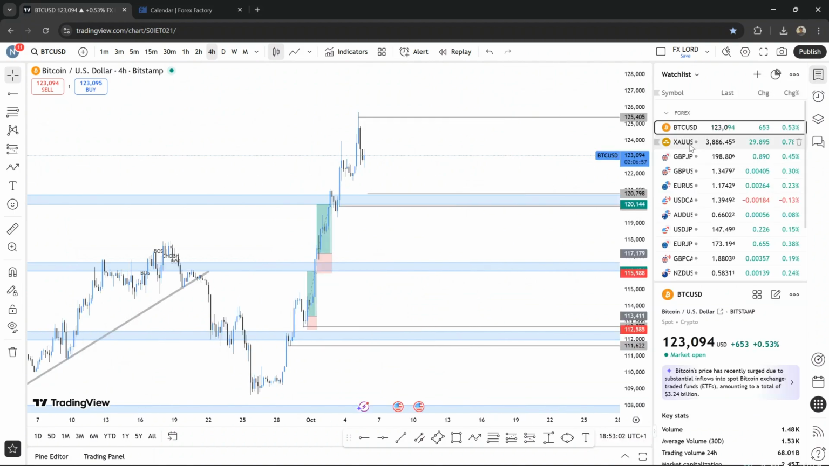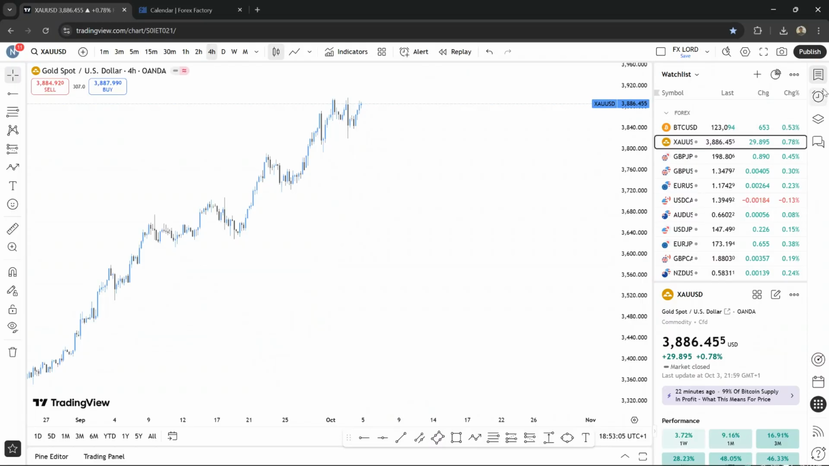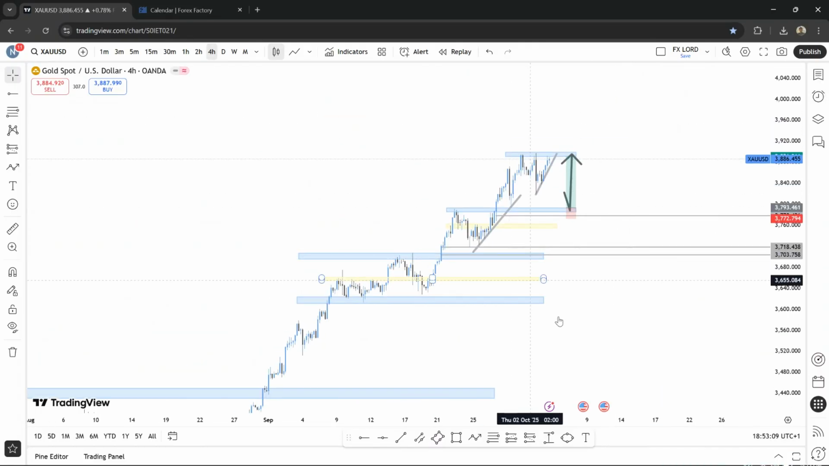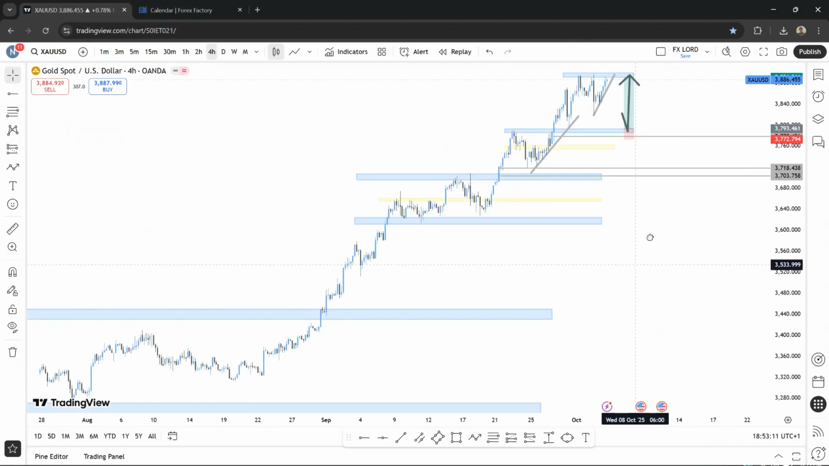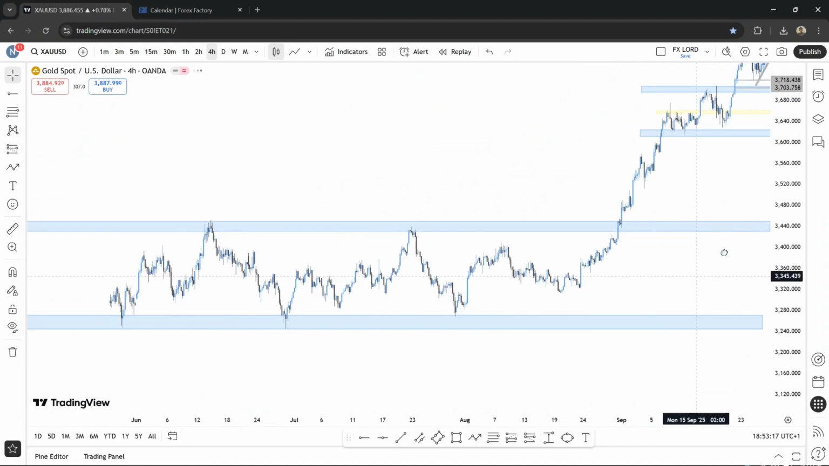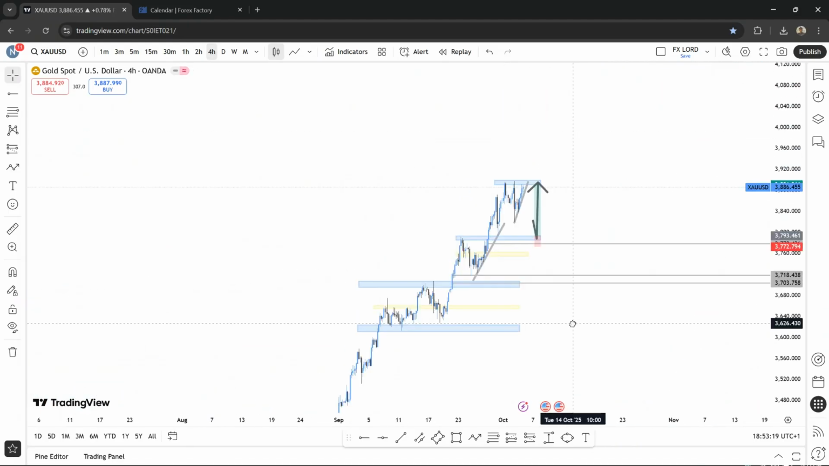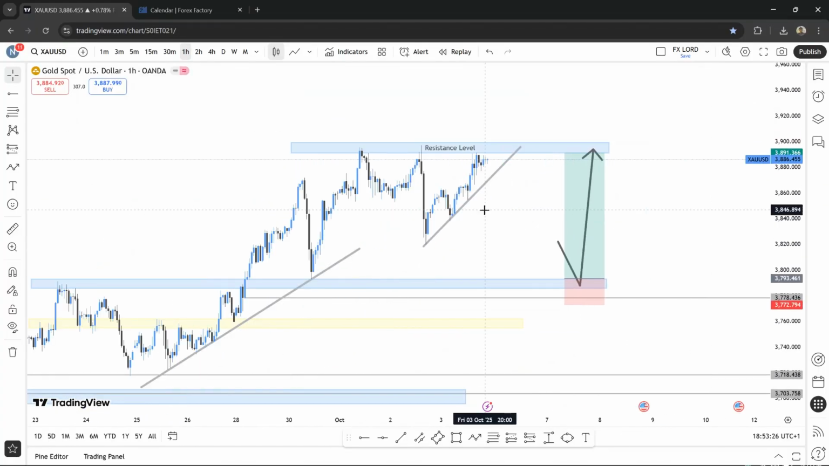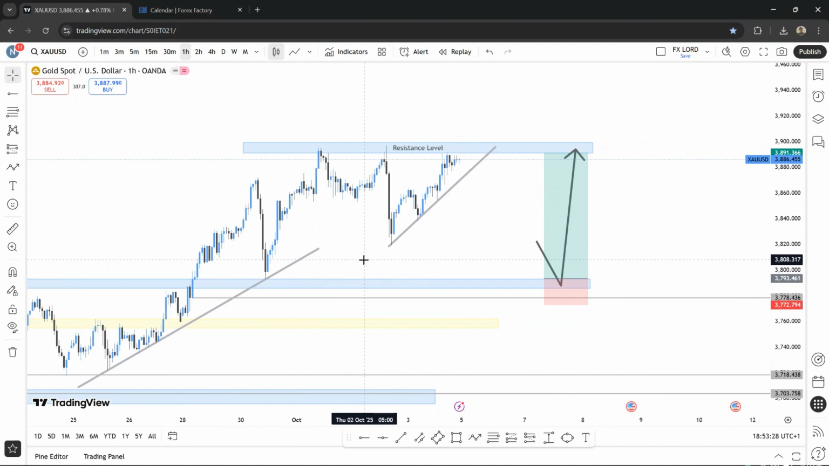So let's look at the next instrument. We're going to look at gold, XAUUSD. It has been doing pretty well. I'm also expecting the same thing. This is XAUUSD on the 4 hour time frame. There have been so many bullish momentums happening, and then go down to the 1 hour, which is my entry time frame for gold. Gold is the only instrument where I execute at 1 hour, and other instruments I execute at a minimum of 30 minutes.